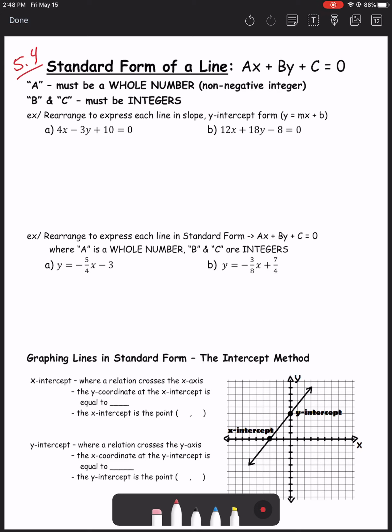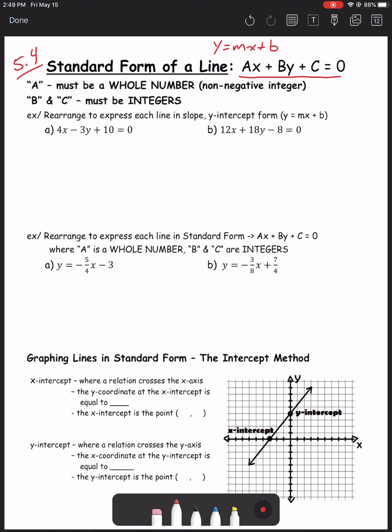This is unit 5.4, the standard form of the equation of a line. So far we've been looking at lines that are in this form, y equals mx plus b, where m is the slope and b is the y-intercept. Not all lines come looking like this. Sometimes they look like ax plus by plus c equals 0.